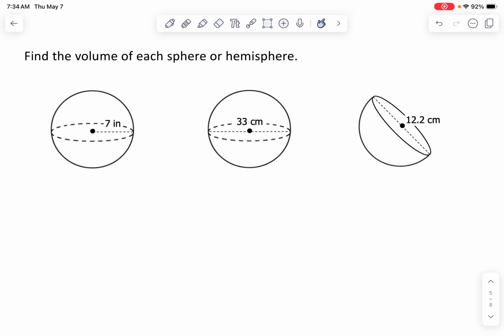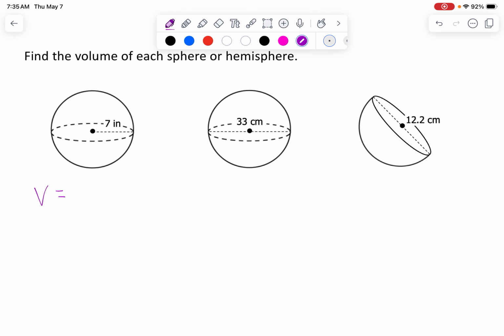Okay, find the volume of each sphere or hemisphere. Reminder that a hemisphere is just half a sphere. So we're just going to apply that formula, and then it's just a lot of calculator work. So let's give it a try here.